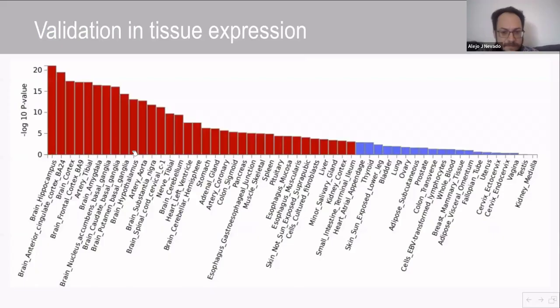Then this is an example of the tissue enrichment. So it seems that if you look at all the different tissues and compare their levels of expression per gene to the genes that we find, the genes that we find seem to be especially expressed in the hippocampus and other parts of the brain. And then if you go a little bit further down the list, I think the other ones start to be pancreas and some others. If you go to the next slide, please.